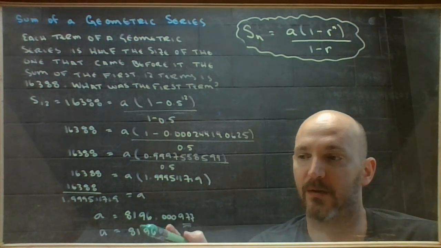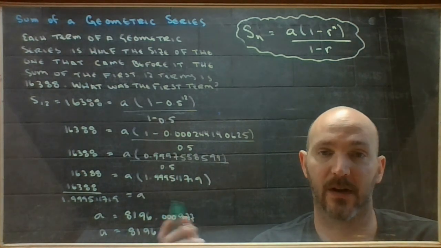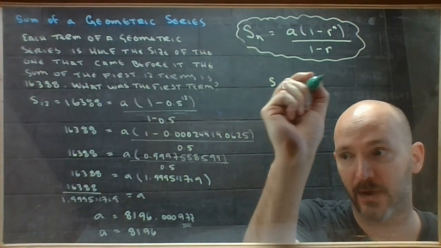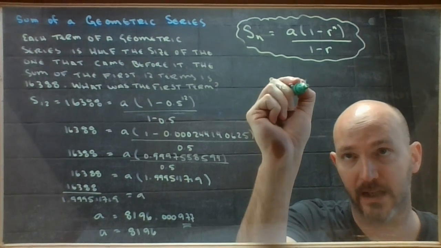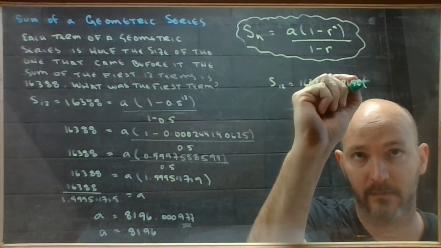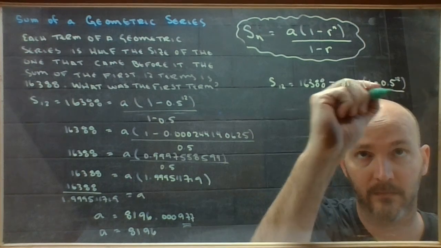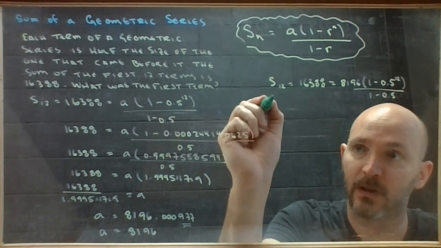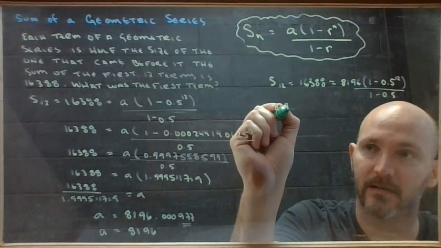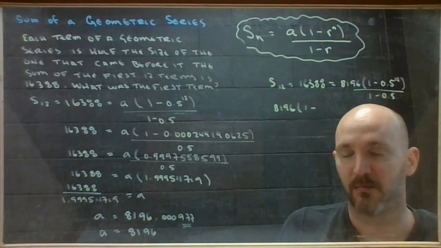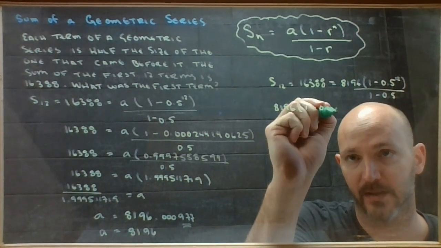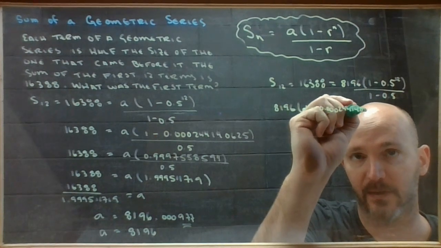And if you're not sure, you can take that, park it in here, and then try and work it out to test your theory. So would the sum of the first 12 terms be 16,388 if the A value was 8196? So 16,388, well, that's my target. So 8196, 0.5 to the exponent 12 I already have, is 0.000244140625.